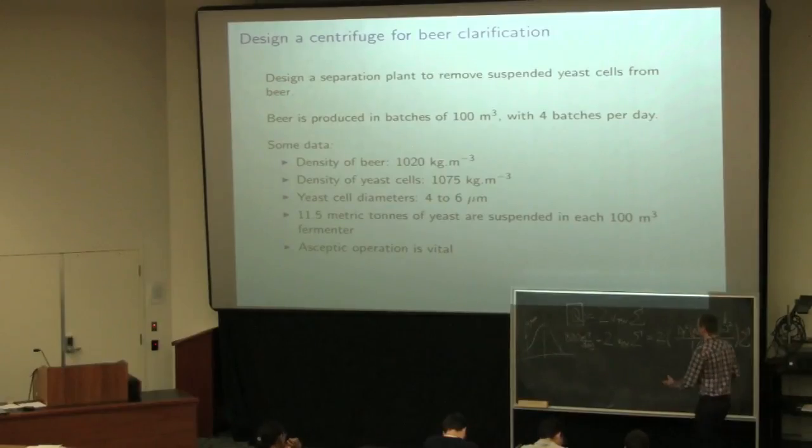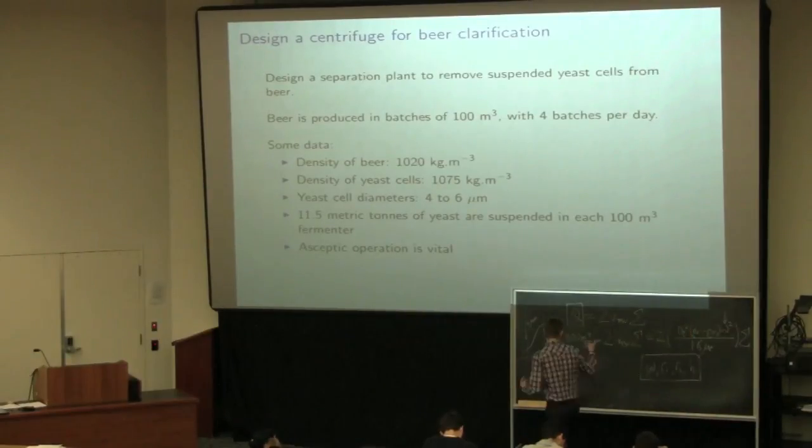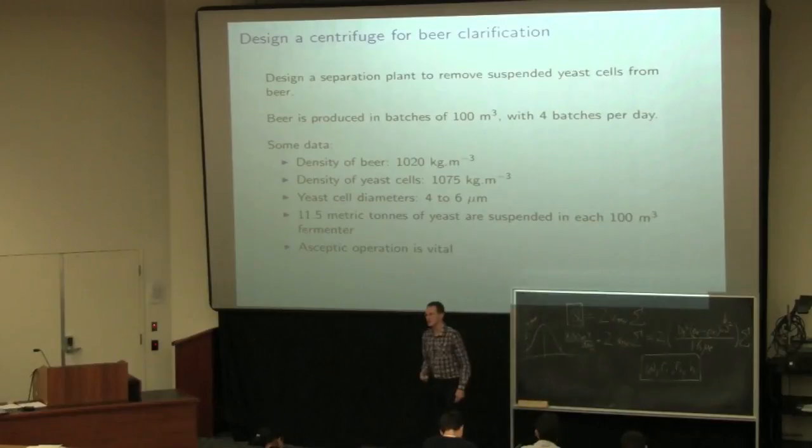We know what our target is over here, to treat 800 meters cubed per day. We know all this other information. We're just left to find omega, R1, R2, and the height. So those are our 4 free parameters to settle that equation. And then it comes down to just putting that into a spreadsheet and sizing it.